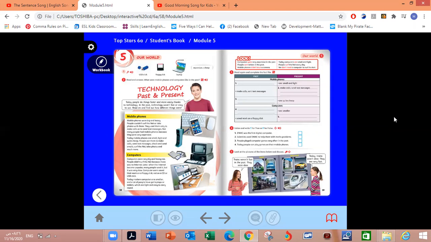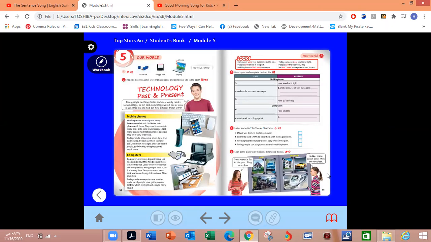Now, let's say our objectives for today. 1. Identify the new vocabulary. Number 2. To read and answer the question correctly.